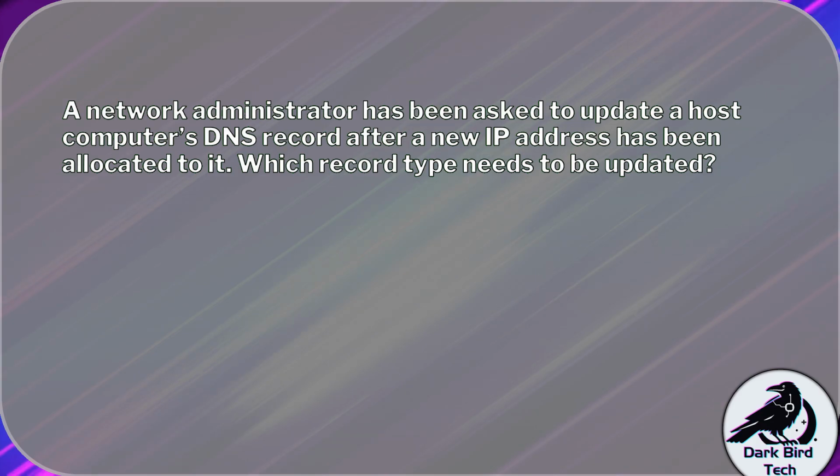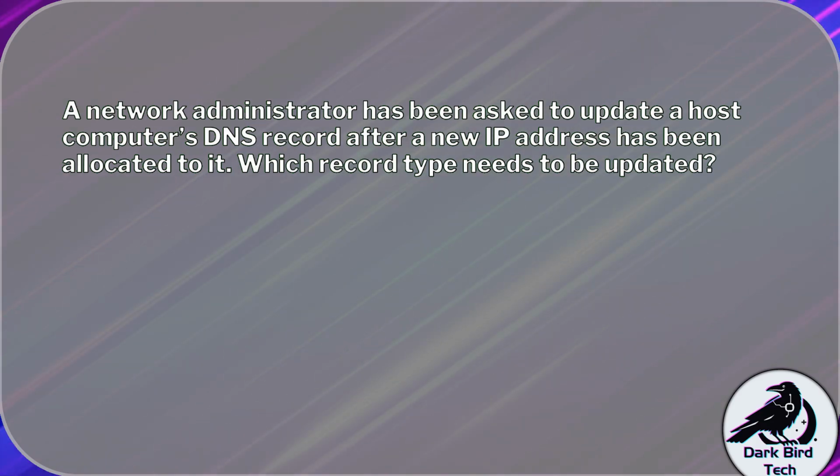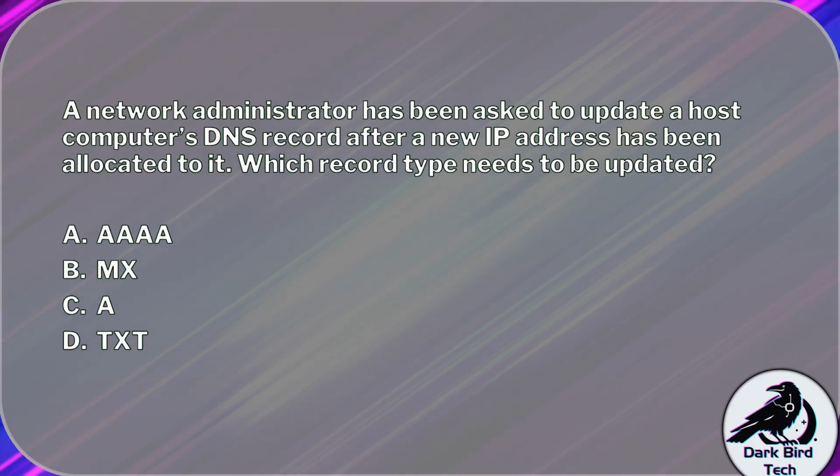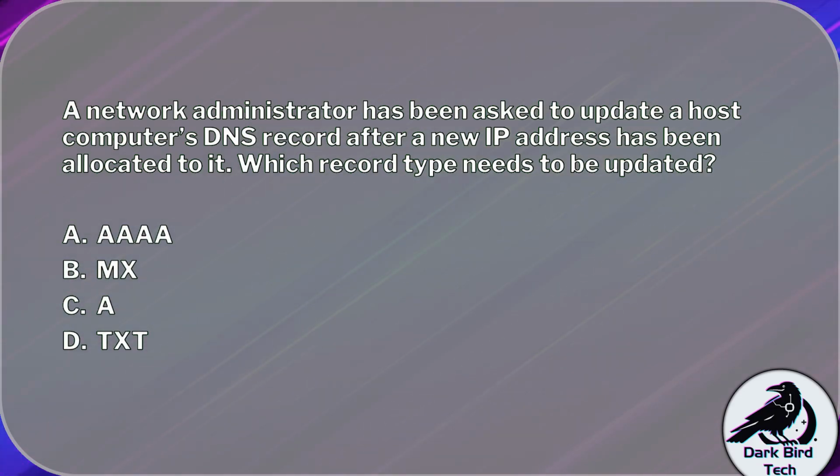Moving along though. A network administrator has been asked to update a host computer's DNS record after a new IP address has been allocated to it. Which of the following record types needs to be updated? So the first option is a quadruple A record, the second option is an MX record, the third option is an A record, and the fourth option is a TXT record.